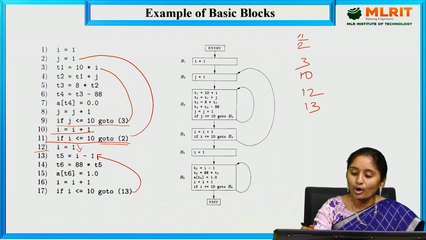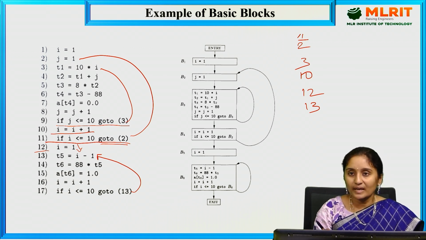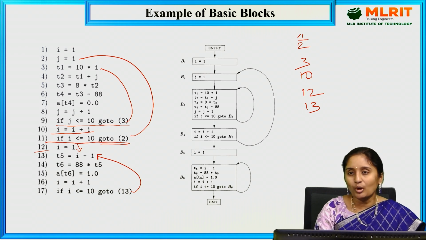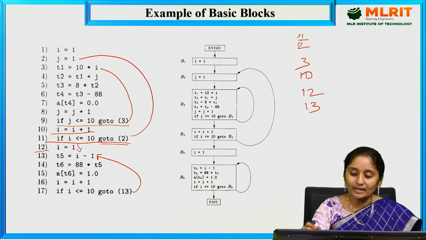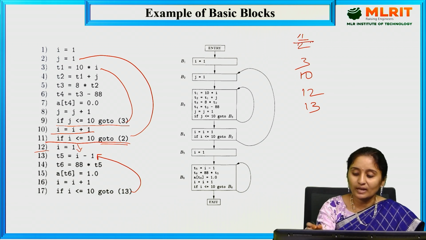So in total, how many blocks did we get? First we need to identify the leaders, then afterwards we need to identify the blocks. See here, I got a total of 6 blocks. The first one is only 1, so I can write it as I equal to 1.